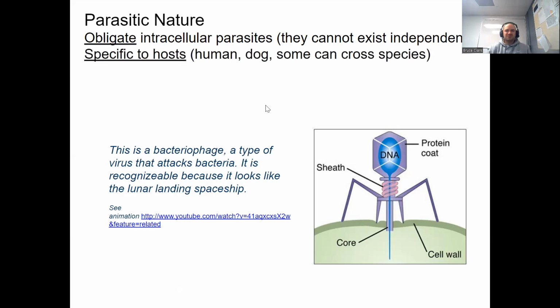They are specific to hosts. So there are human viruses, dog viruses, and some can cross species. Those tend to be the more deadly ones. We think COVID came from bats originally. If you think about it, let's start with specific to host. You're not scared when you're sick of giving your dog whatever cold or flu that you have. You just know intuitively that you're not going to get your dog sick, but you could get your family sick. There are some that do cross species.